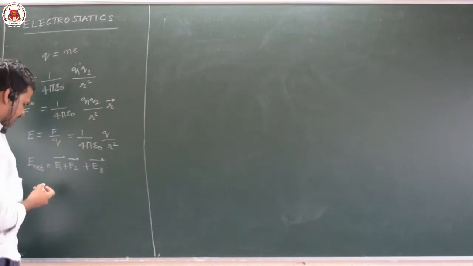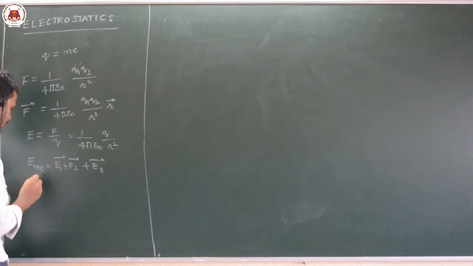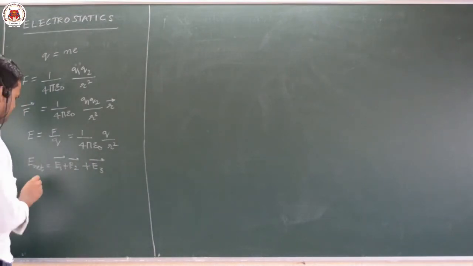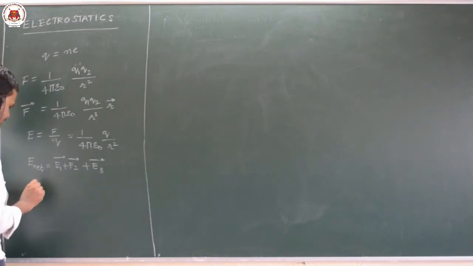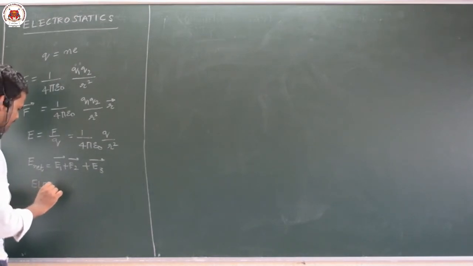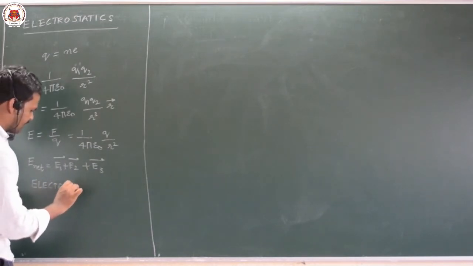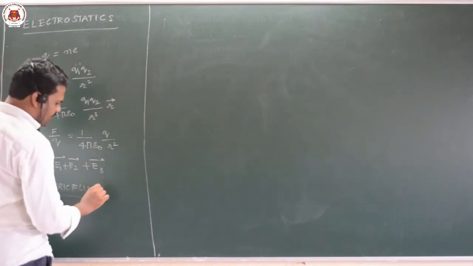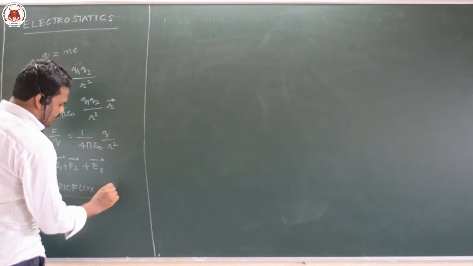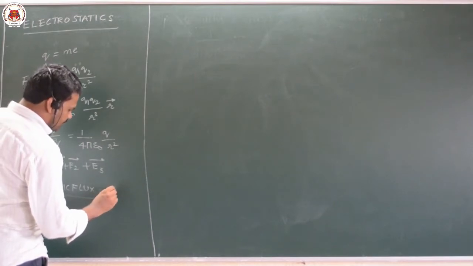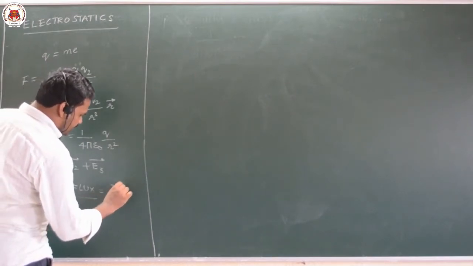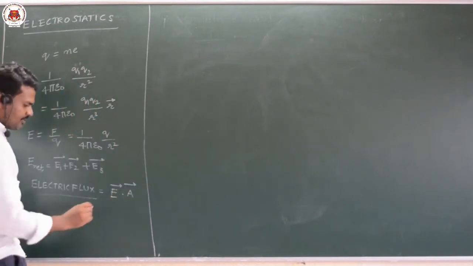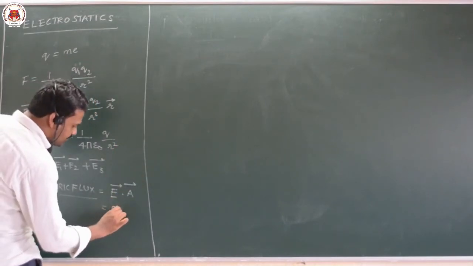Next, what we can discuss is electric flux. The number of electric field lines passing through unit normal area is called electric flux, that is equal to E bar dot A bar, that is equal to EA cos theta.